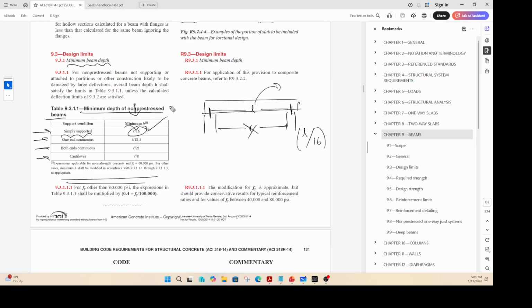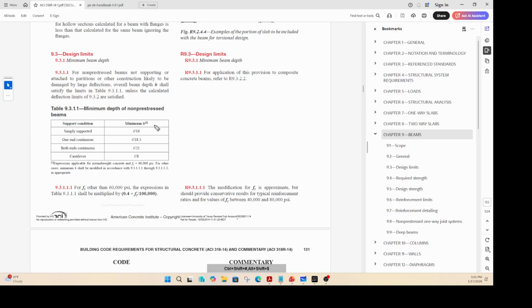Now you can violate the minimum depth required, but then you will have to compute the displacements and show that the displacements are within the limit, like in the slab story. So this is just a recommendation, and serves as a very good starting point for a beam design problem.